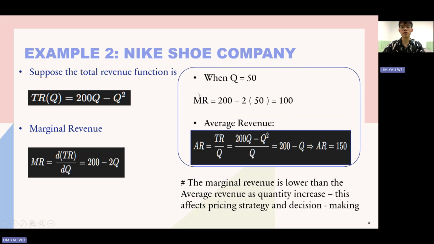Let's say when Q is equal to 50. The marginal revenue is 200 minus 2 times 50, so the answer is 100. Then we calculate the average revenue, which is the total revenue divided by Q, so we get 200 minus Q. The average revenue is 150. The marginal revenue is lower than the average revenue as the quantity increases. This affects pricing strategy and decision making.